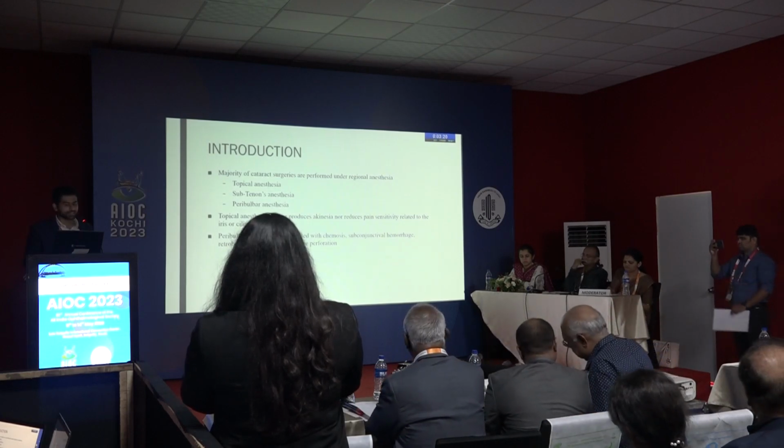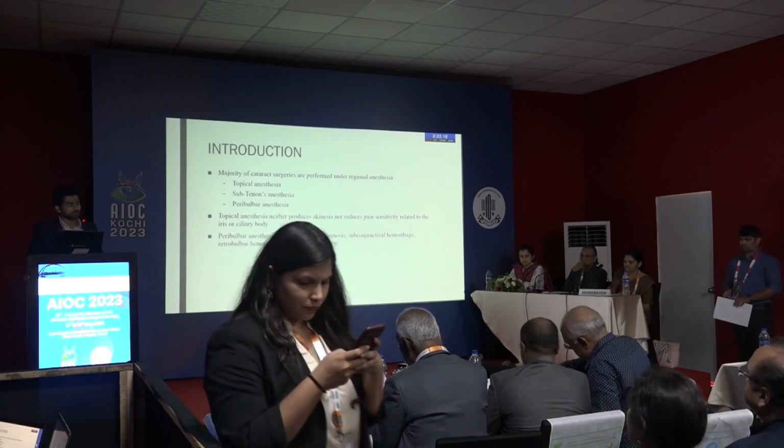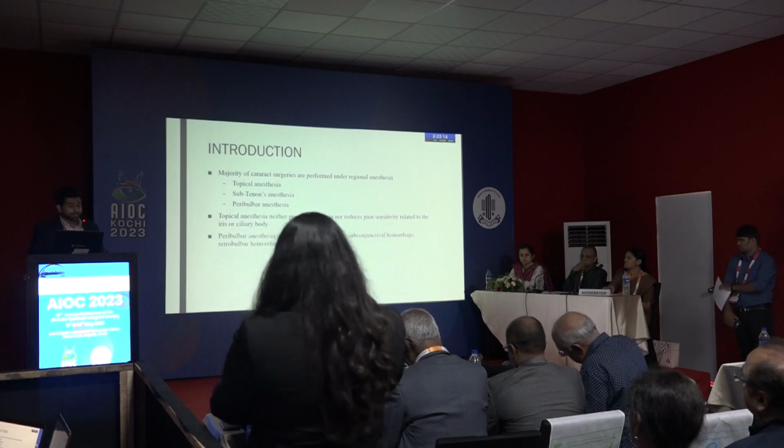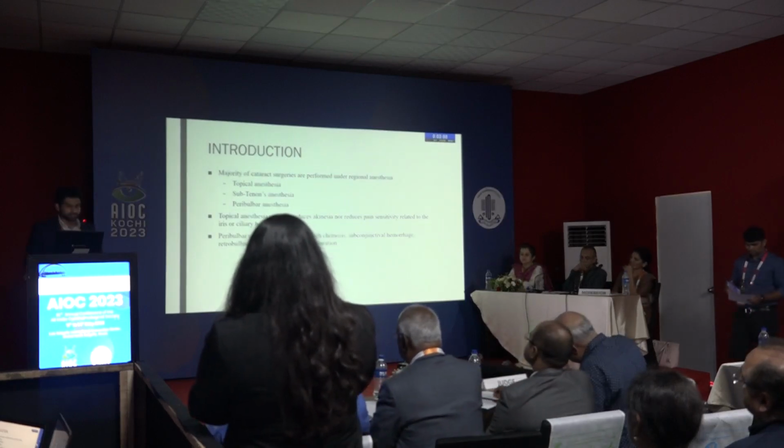Peribulbar anesthesia is another good option to provide anesthesia, but it was found to be associated with chemosis and subconjunctival hemorrhage, and there was also an associated risk of globe perforation and retrobulbar hemorrhage. It also has a slightly tougher learning curve since it's a blind procedure.